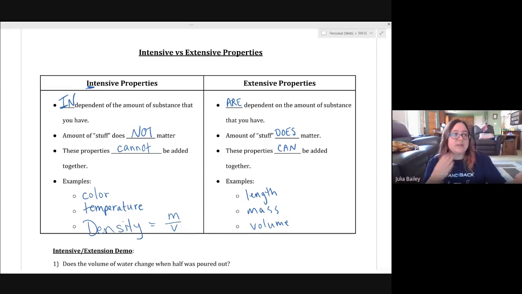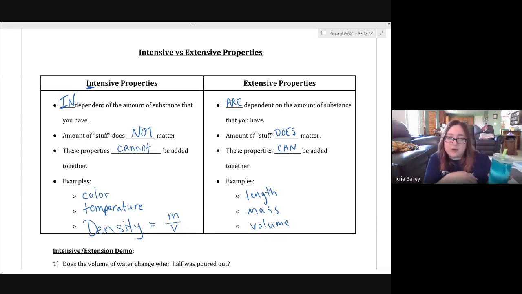Volume works similarly. Going back to my big old cup. This cup has a 1 quart volume. And if I fill it all the way to the top, then this is 1 quart of water. If I get a second cup full of water, now it's 2 quarts of water. I have more water and that changes the volume.